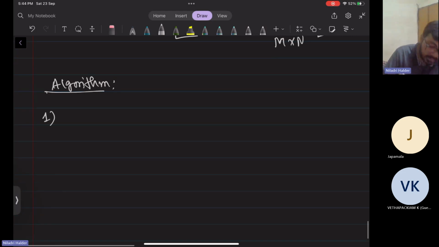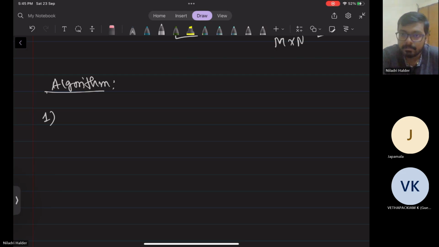Someone has asked me how to find the optimal transmit and receive beamforming vectors. Yeah, I'll do that in the problem solving session.